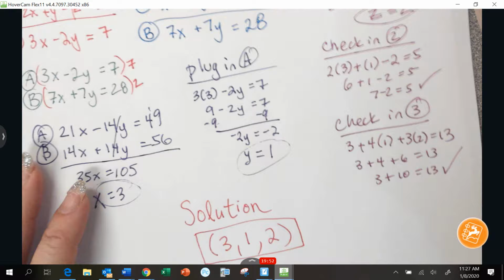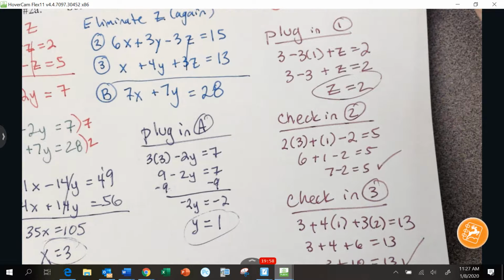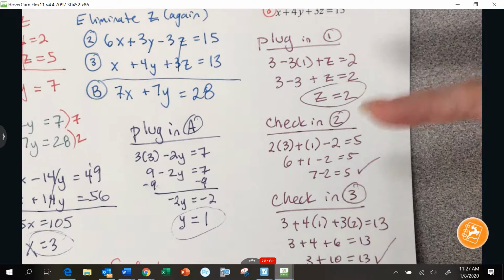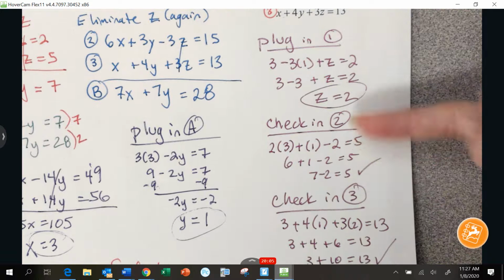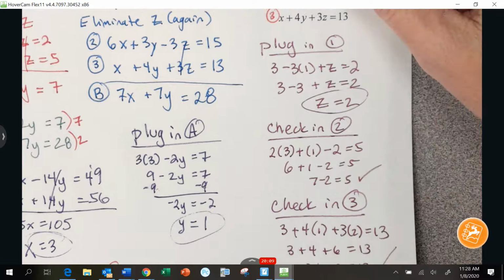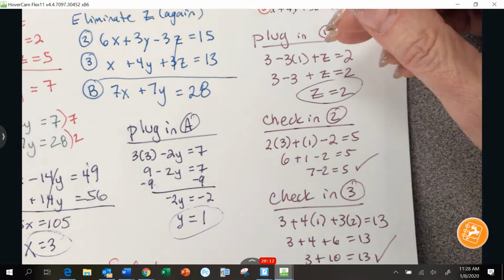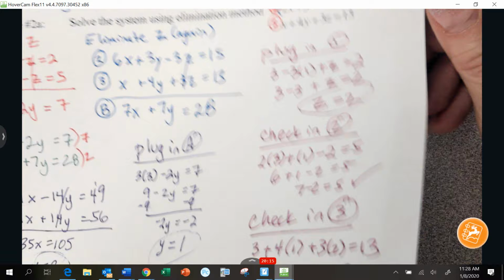Are you guys good? Well, you need to plug in 1 and check in 2. You need to hit this, and it's worth like 25 points. Having everything there is how you're going to get your full credit.